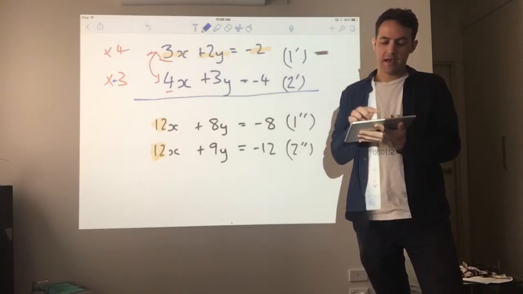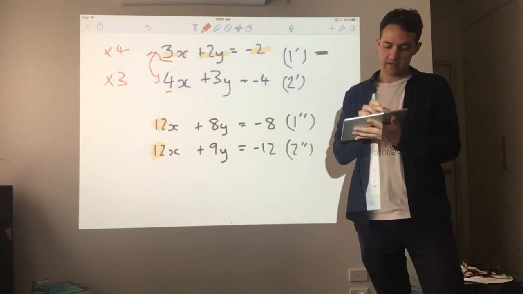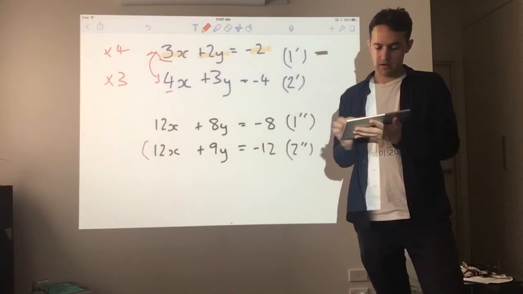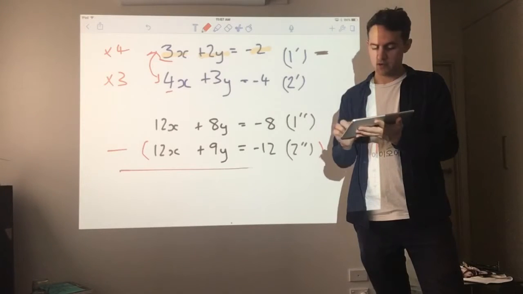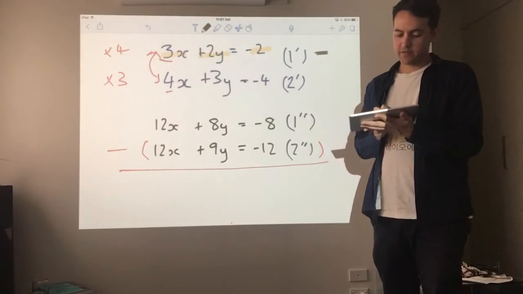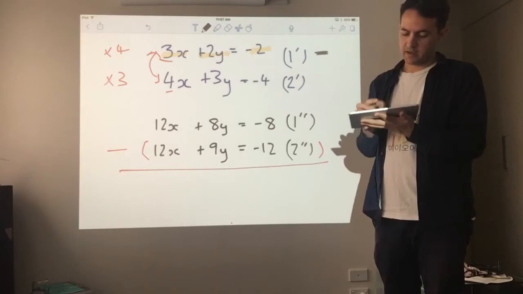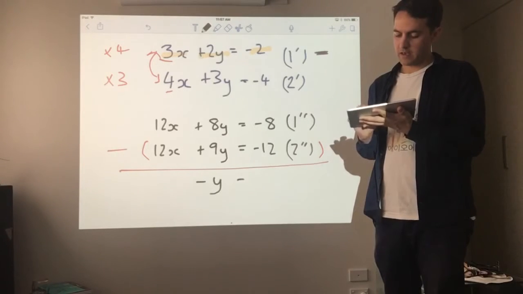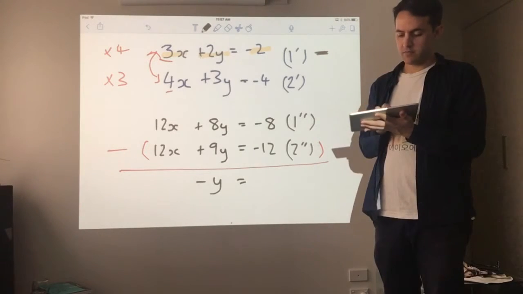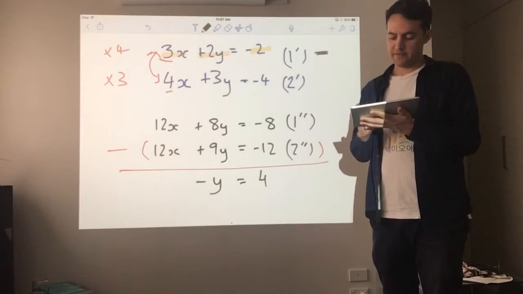So I'm going to do it this way, and I'm going to subtract because I've got that 12x for the x and the x. So I'm going to actually be subtracting. We think of it as subtracting this whole top equation. The x's will cancel, and then I get 8y minus 9y, so I get negative y here, equals, and then I've got negative 8 minus negative 12, which is negative 8 plus 12, equals 4, and then from this I get y equals negative 4.